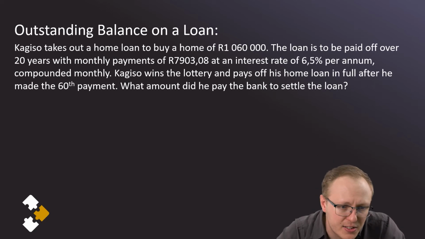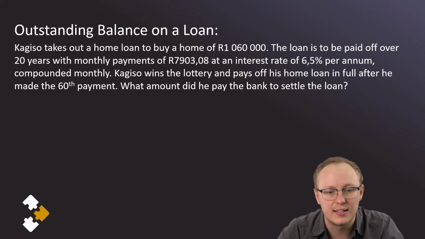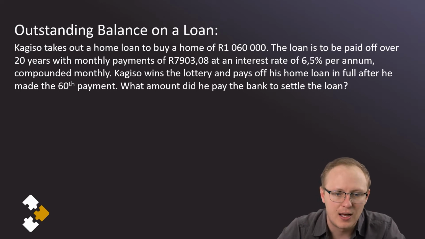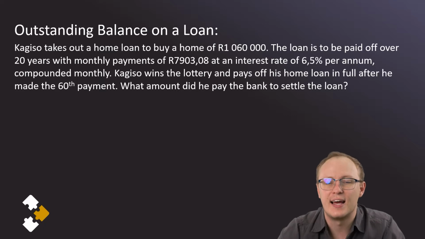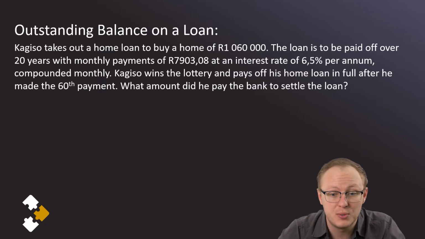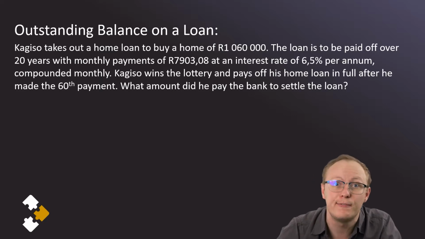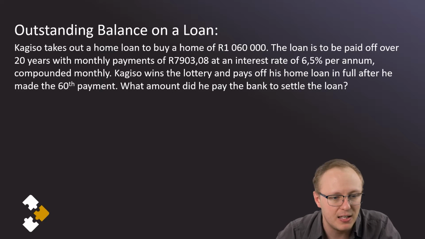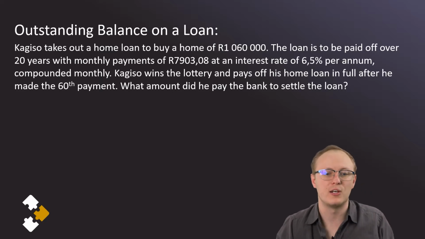So Kagiso takes out a home loan to buy a home of 1,060,000. The loan is to be paid off over 20 years with monthly installments of 7,903 Rand and 8 cents at an interest rate of 6.5% per annum, compounded monthly. So Kagiso wins the lottery and he pays off his home loan in full after he has made the 60th payment. What amount did he pay to settle the loan?